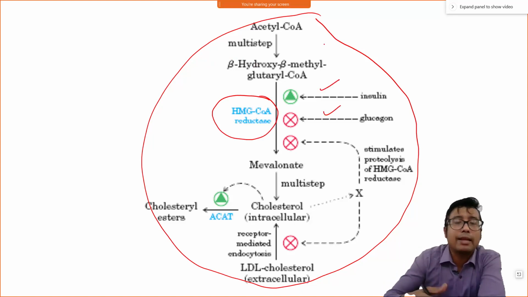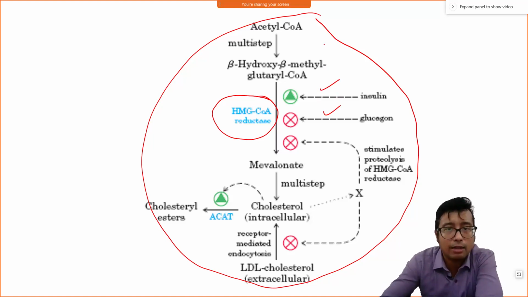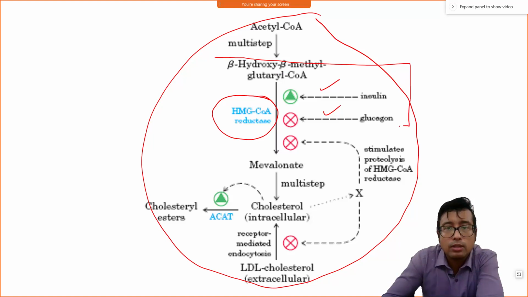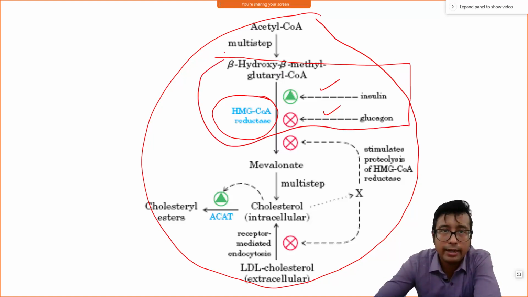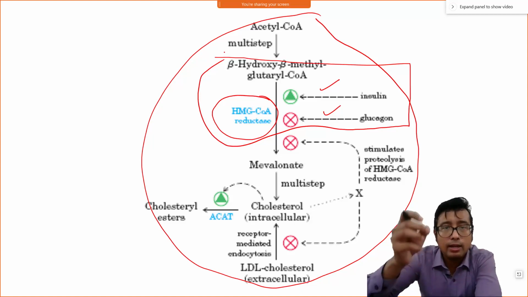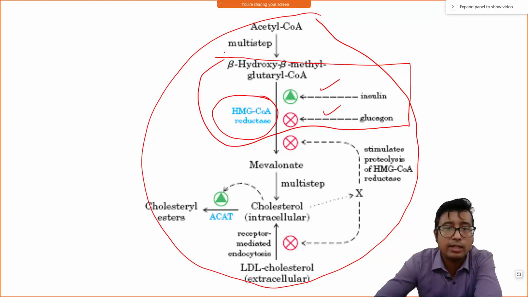There are many more steps shown in this diagram, but for you, I am only elaborating this part now. Insulin is stimulating and glucagon is inhibiting. So just write this reaction: HMG CoA, the enzyme is HMG CoA reductase and the product is mevalonate. Insulin, give a plus sign, and glucagon, give a minus sign, and you are done with hormonal regulation, right?